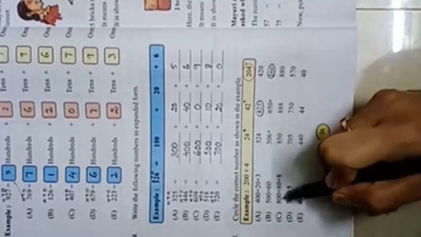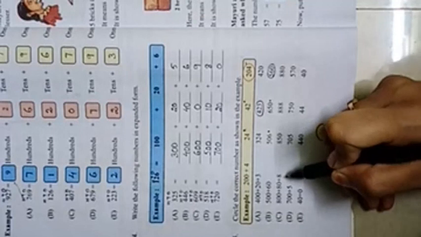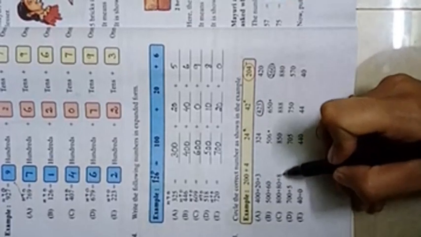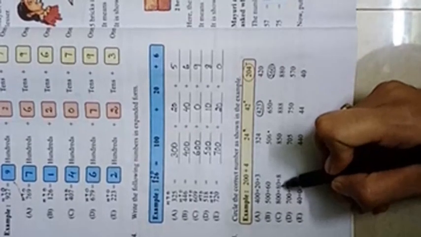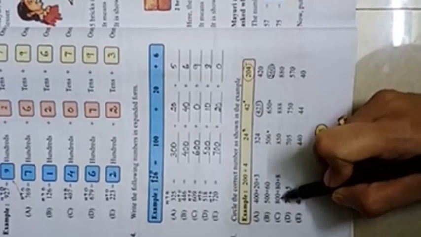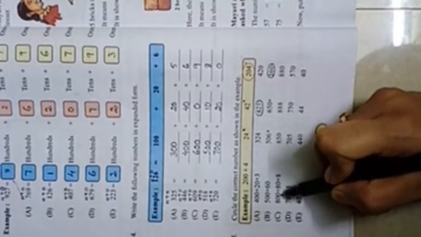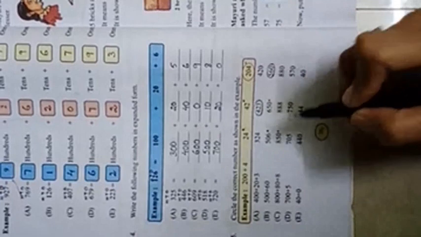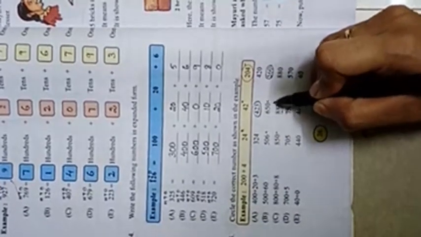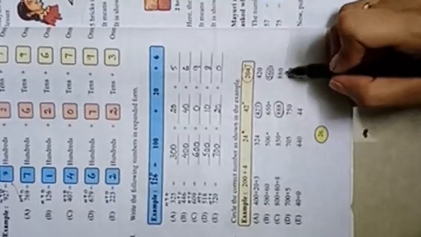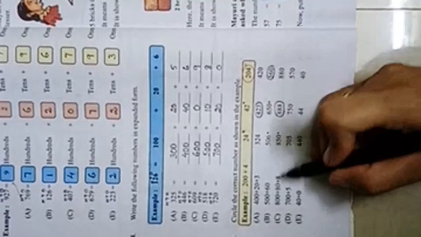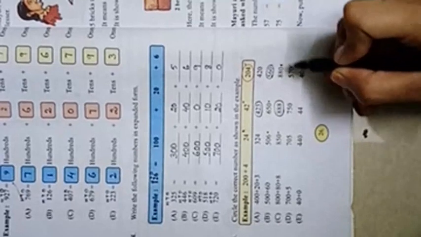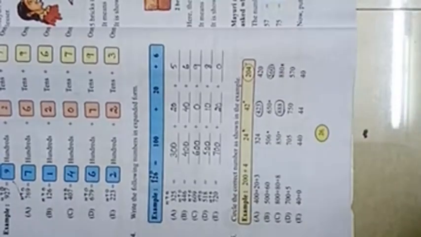So easily, by observing the question only, you can say the answer. Tell me the answer fast. 888. This 80, the 2-digit number, the tens place value will go and settle here. The ones place value will come and settle here. So 888. Where is 888? This is the wrong answer. Here it is. 888 is the right answer. Here he has given 0, but in the ones place, 8 ones are there. So this is the wrong answer. So this is the right answer.